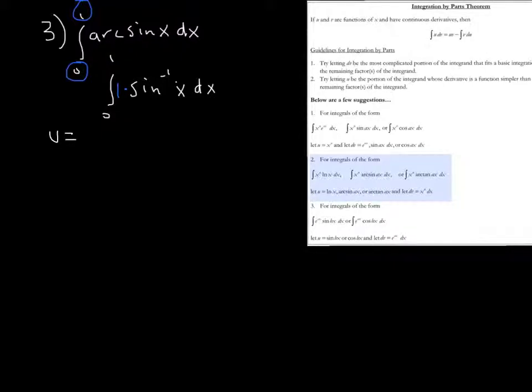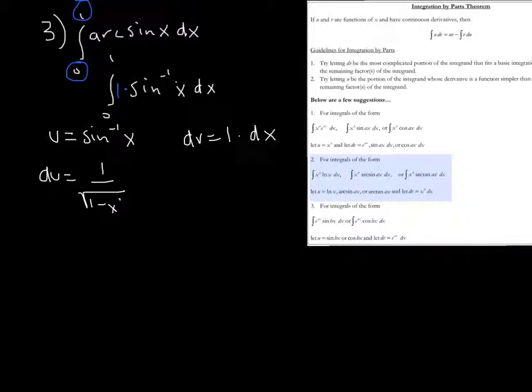So let u equal the inverse sine of x, and then we're going to let dv actually equal 1 dx. Alright, so now let's go ahead and do this. So du is equal to the derivative of the inverse sine of x, which we know is 1 over the square root of 1 minus x squared dx. And the integral of dv would be the integral of 1. So v would simply be x. And so now we can plug into our integration by parts formula right here.